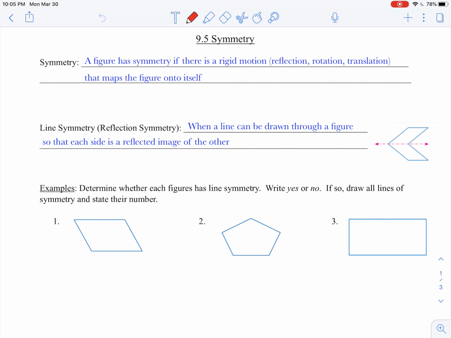So a figure has symmetry if you can use one of those rigid motions to map the figure back onto itself, meaning that you can turn the picture, slide it, flip it over, and end up with the exact same image you started with. There are two different types of symmetry that we're going to focus on. One is called line symmetry, and the other is point symmetry.